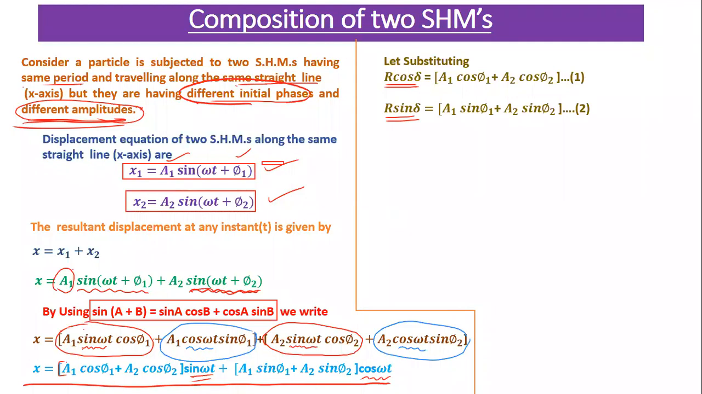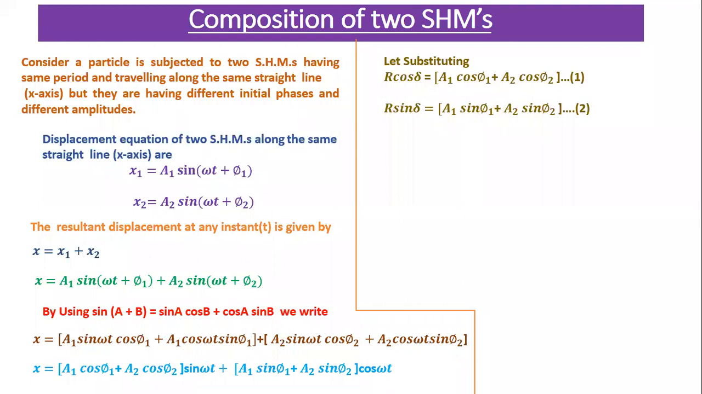Listen, any equation we can write in the form of amplitude, then sine or cos, and then phase. So we can write this equation in that form, where R is the resultant amplitude, and the resultant phase is delta. Similarly, in this second bracket, amplitude A1, initial phase phi 1, amplitude A2, initial phase phi 2. Instead of this, we can write resultant amplitude, sine, resultant phase.